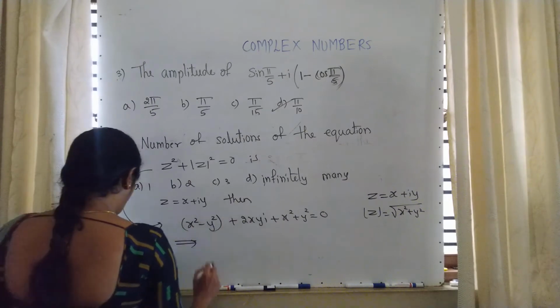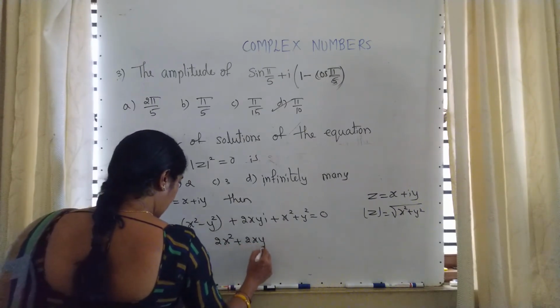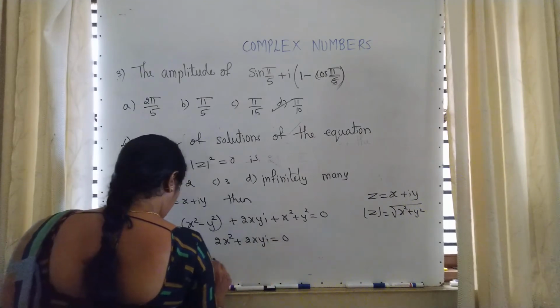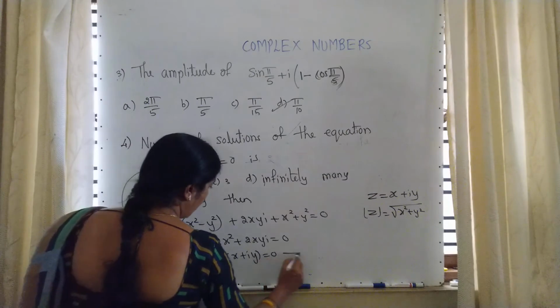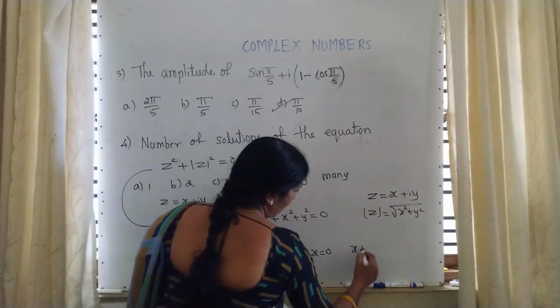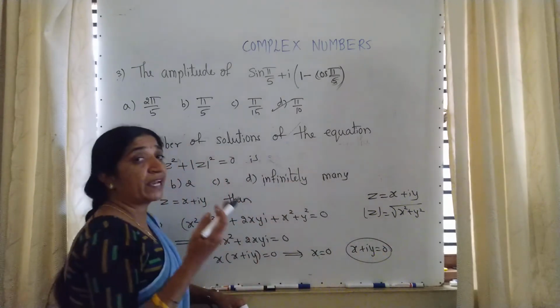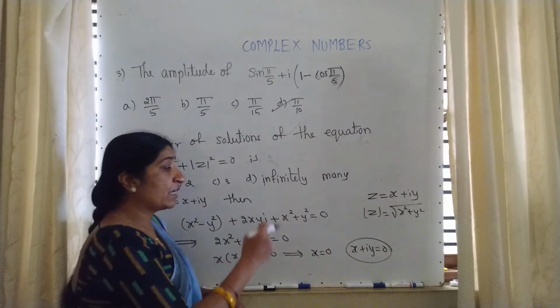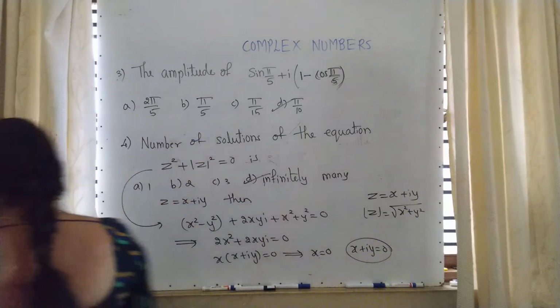Simplify this. Plus y square minus y square gets cancelled. 2x square plus 2xyi is equal to 0. x is common. x(x plus iy) is equal to 0 implies either x is equal to 0 or x plus iy is equal to 0. See, for this you can write any values. That means the answer will be infinitely many.